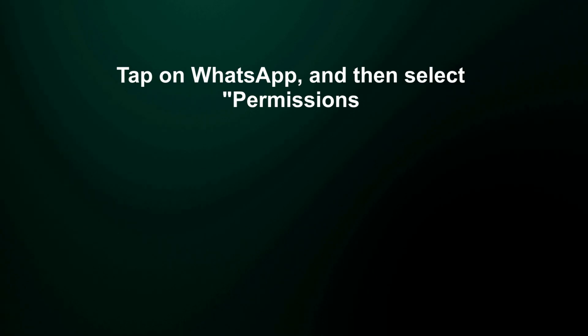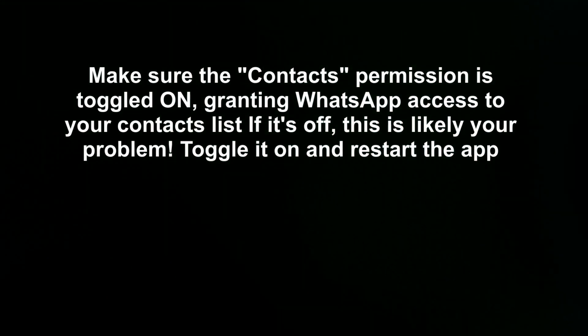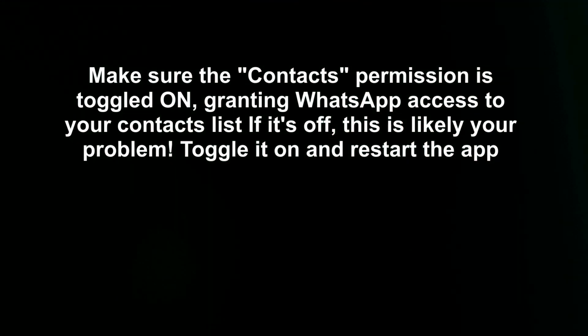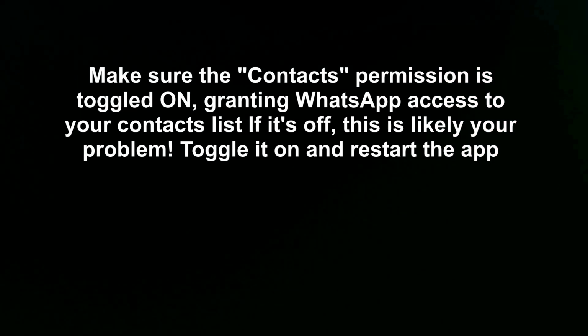Tap on WhatsApp and then select Permissions. Make sure the Contacts permission is toggled on, granting WhatsApp access to your contacts list. If it's off, this is likely your problem. Toggle it on and restart the app.